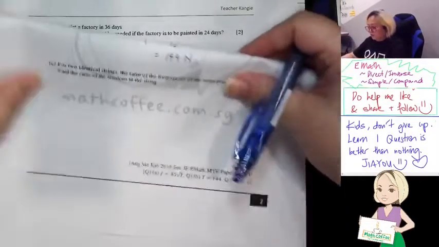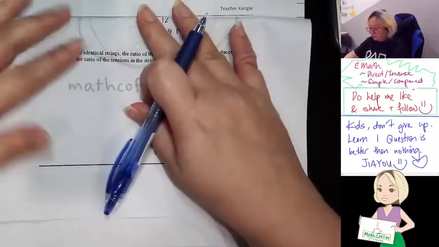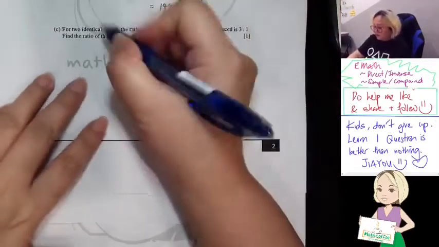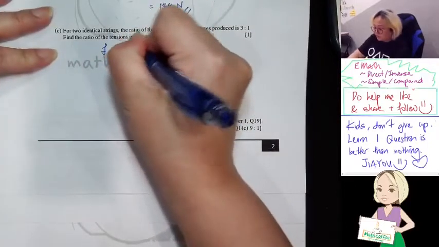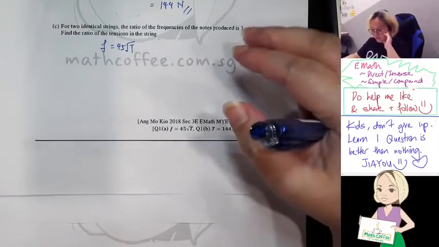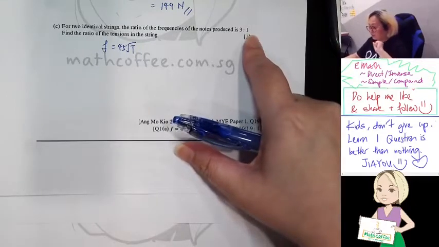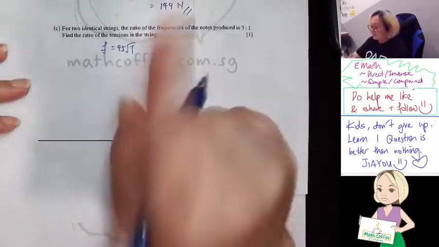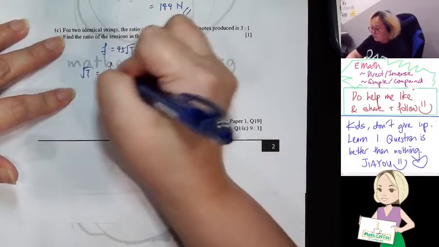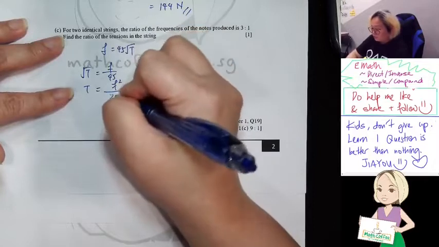Okay, the next one. Now, this one is a tough one. Although it's just 1 mark, I'm going to show you how I'm going to do it. Remember, just now our formula is F equals 45 square root T. So they are saying that this time round the frequency ratio is 3:1. Then they want you to find out the ratio of the tension. So what I'm going to do is make T the subject first. So square root T equals F over 45, T will be equal to F squared over 2025.